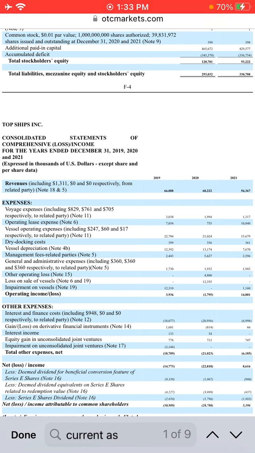They did a reverse split because remember, if we take this one, the shares outstanding, here it says, if you read it, it says 39.8 million shares issued and outstanding at December 31, 2020 and 2021.